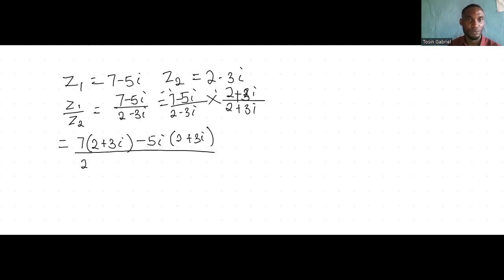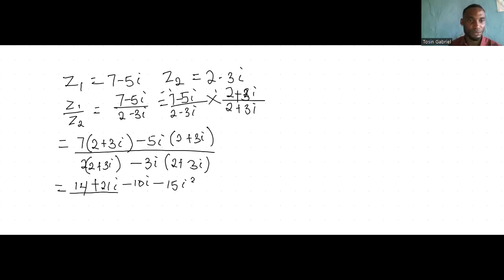So which is going to be 2 into 2 plus 3i, close the bracket, then minus 3i into 2 plus 3. Yeah, good. So let's open this bracket. 7 times 2, 14. 7 times 3, 21, so 21i, minus 10i. Then minus 15i squared. Then divide everything.